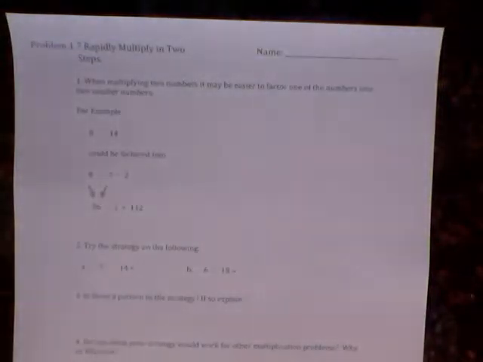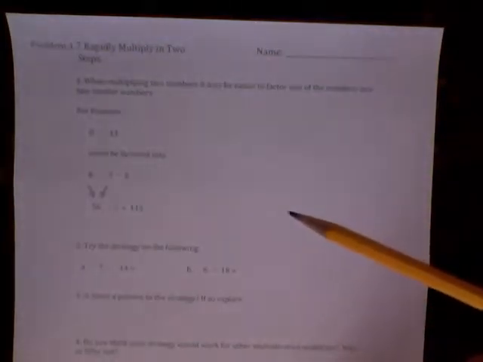Okay, I decided to choose rapidly multiplying in 2 steps, and I also decided to create a worksheet because I did not want to disappoint everyone and not have a worksheet for my final display for the rapid math tricks. What I could not come up with was a visual representation. I tried. I was working with something, and I'll show you that at the end. But first, let me go over this.